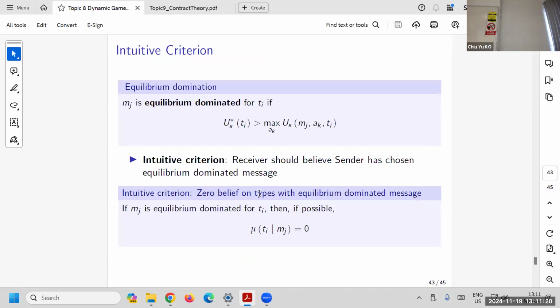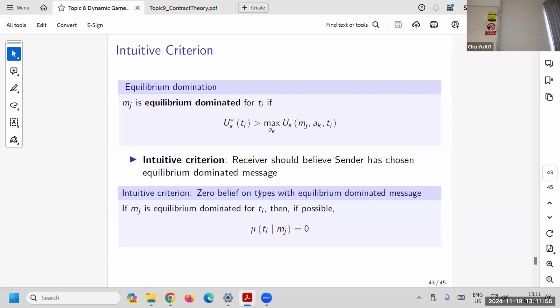last one, of course, is one of the most famous ones. It is called the intuitive criterion. There are many refinements, but this is one of the most famous. Okay, so the idea is very similar to what we have, but even more sophisticated. We call it equilibrium domination. And here is the same idea. Okay, we have a message in the maximum.